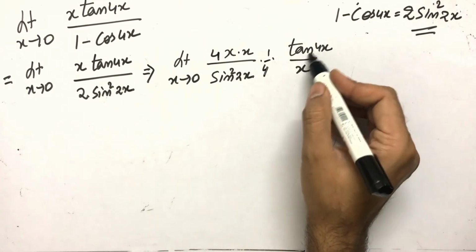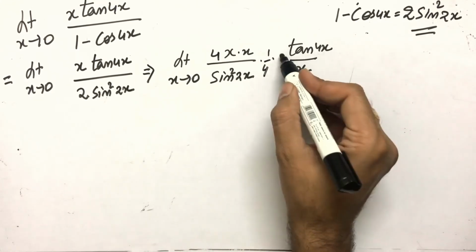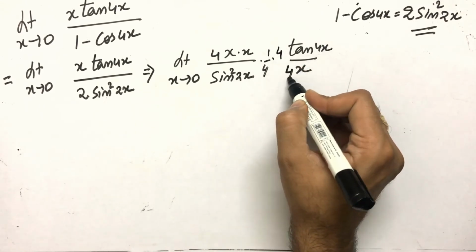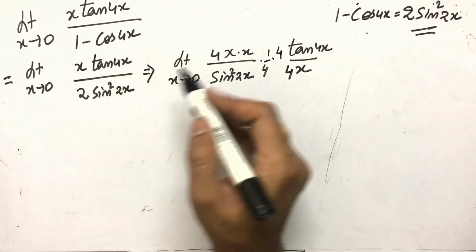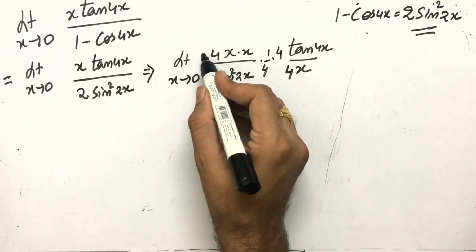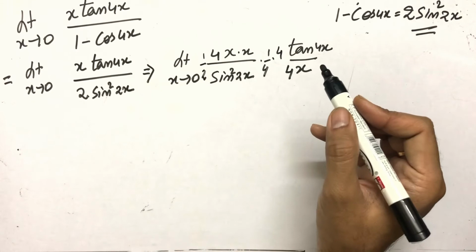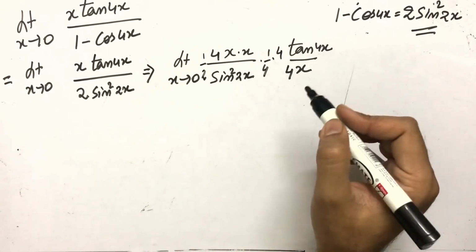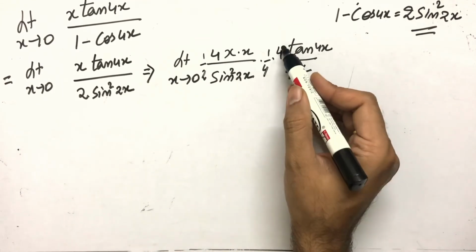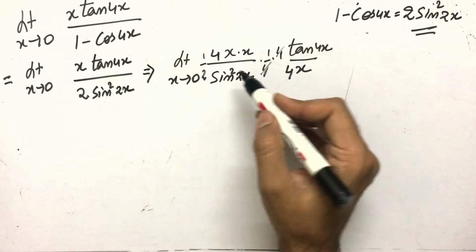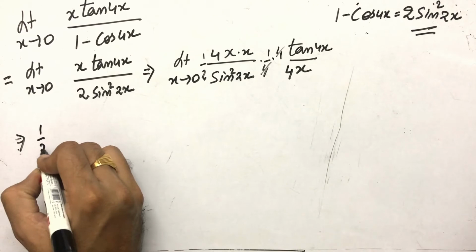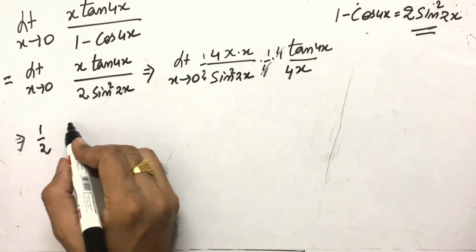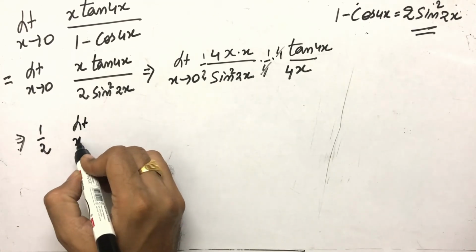Again, we need 4 here, so we multiply by 4 here and divide by 4 here. As you see, we already have this 1 by 2, we also write it here, 1 by 2. Okay, so let us see what we are left with. Actually, this 4 will cancel out. We are left with 1 by 2 only. Let us write 1 by 2 outside the bracket and let us distribute the limit.